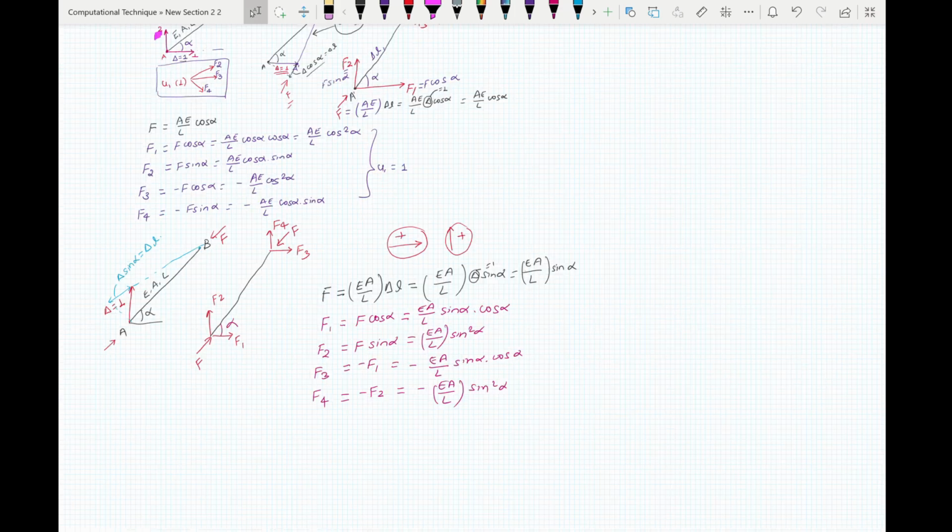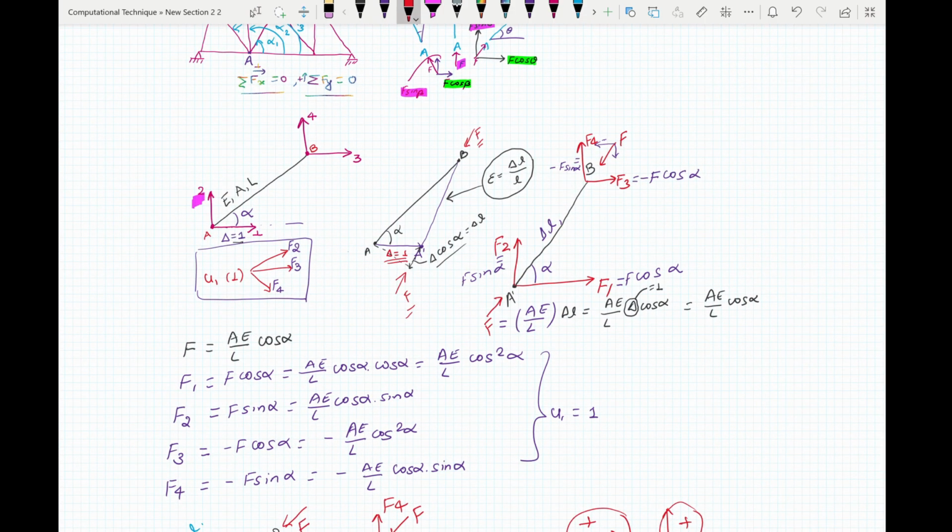Now similarly, to find the effects of displacement in degree of freedom 3 and 4, we have to apply delta equals 1 in this direction and delta equals 1 in the upper direction.